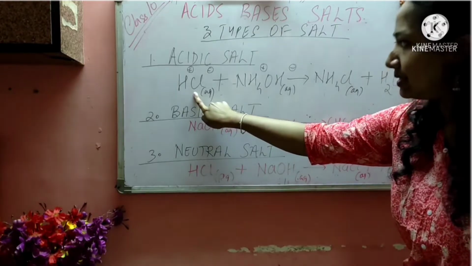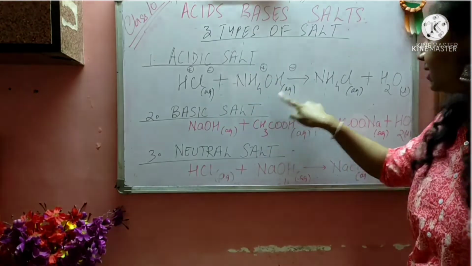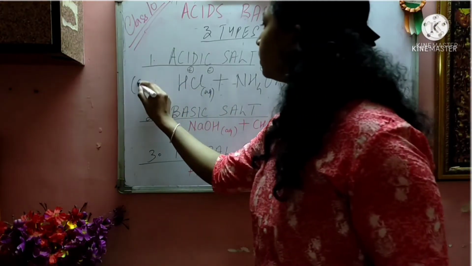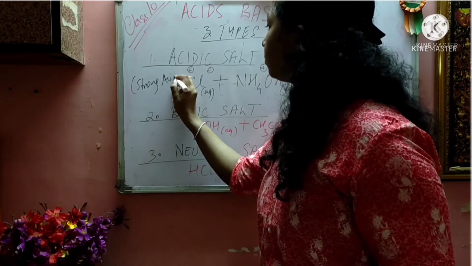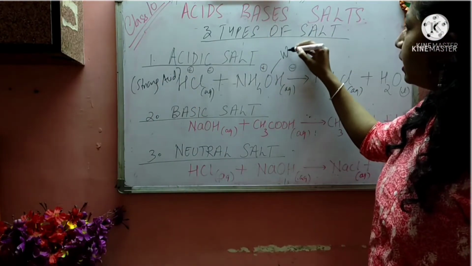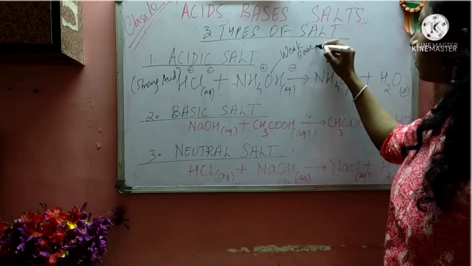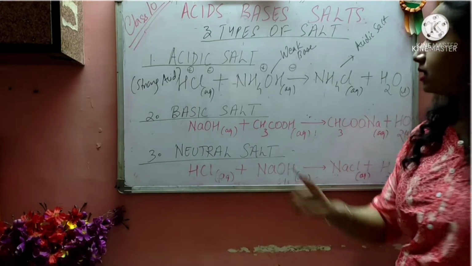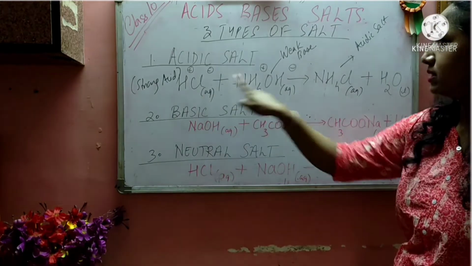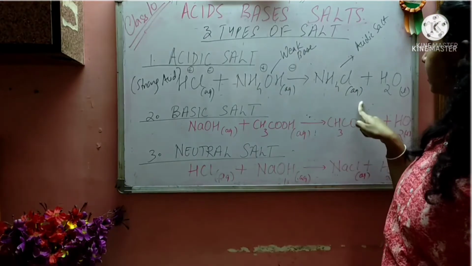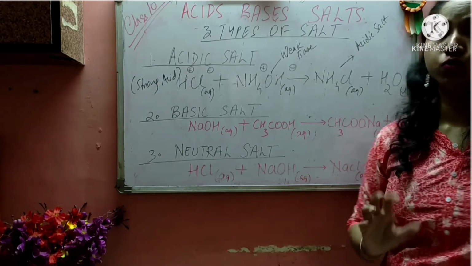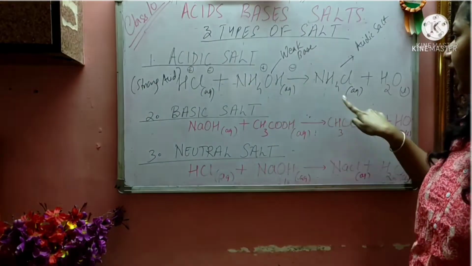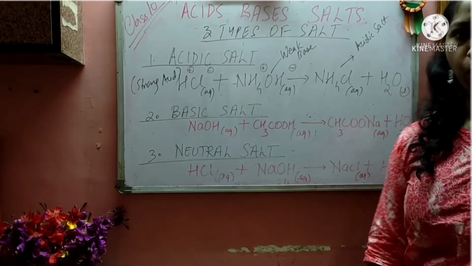When you're taking a strong acid and reacting it with a weak base, you're going to get a more acidic salt. This is strong acid. This is weak base. And hence you get acidic salt. HCl is in aqueous state, NH4OH is in aqueous state, NH4Cl is in aqueous state, and H2O is in liquid state. HCl is hydrochloric acid, NH4OH is ammonium hydroxide, NH4Cl is ammonium chloride, and H2O is water.